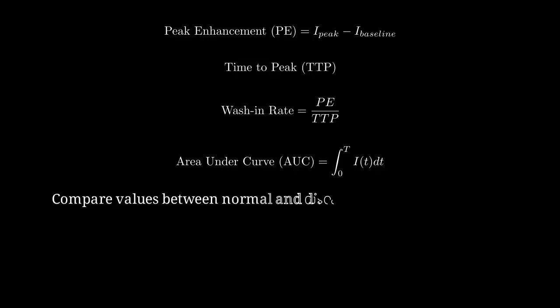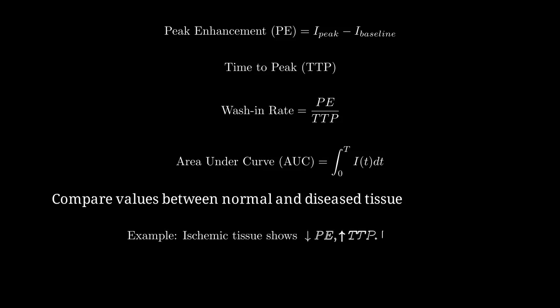By comparing these parameters between normal and diseased tissue regions, we detect perfusion abnormalities. For example, ischemic tissue shows decreased peak enhancement, increased time to peak, and decreased wash-in rate.